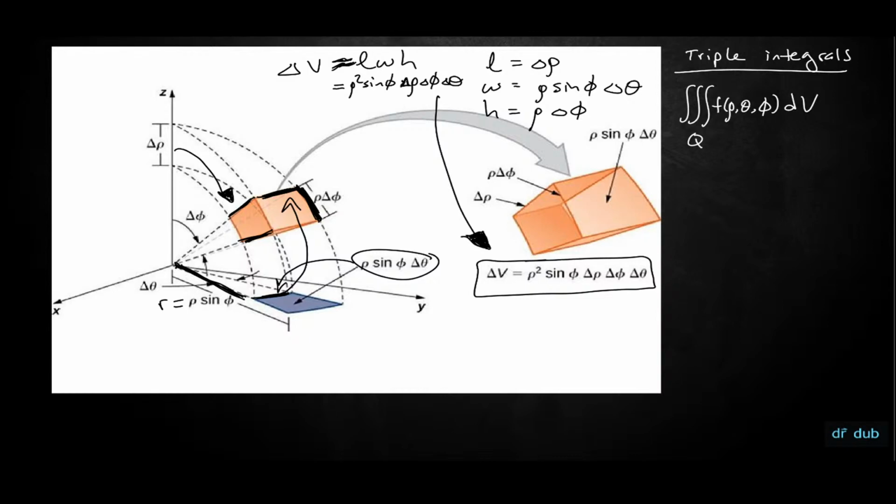So then all we do is change the integrand, change the bounds, and then put in this dv element. So dv is going to be rho squared sine phi d rho d phi d theta for our triple integral.